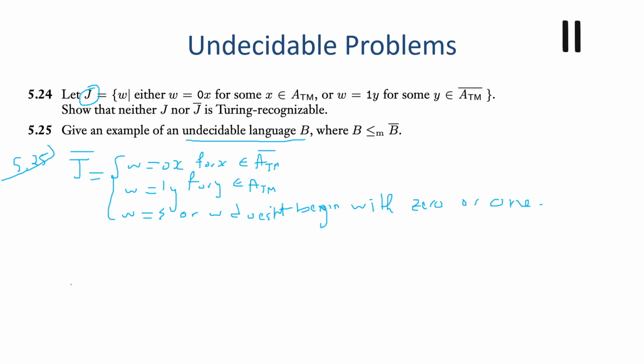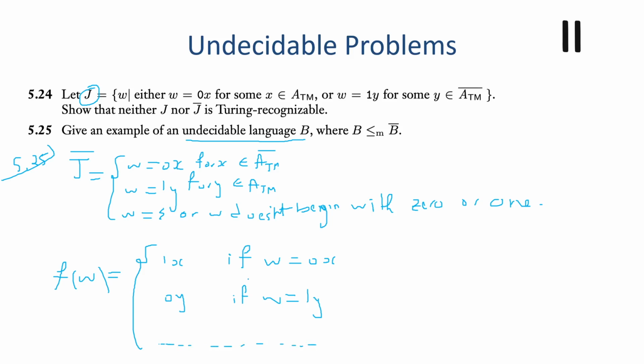I'll help you out with something. This is a bit extra, if somebody really wants to understand the ideas of reducibility. I'll say f of w is the following. I'll give you the mapping, and maybe you can try on your own to prove it. I'll say 1x if w is 0x, and 0y if w is 1y. There might be a third case that we care about. I'll leave it blank for now, but these are the two main cases.